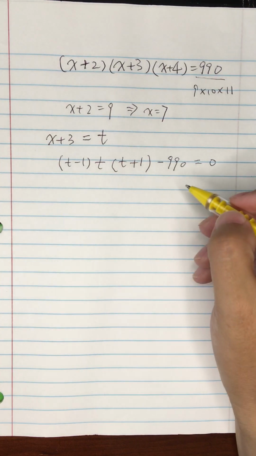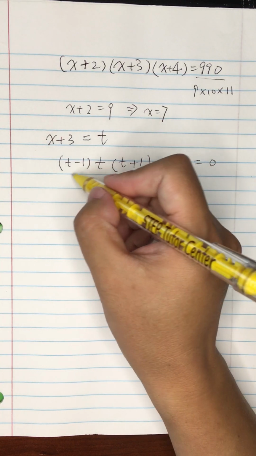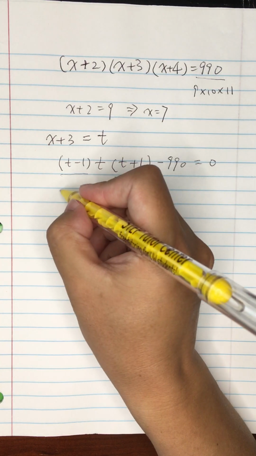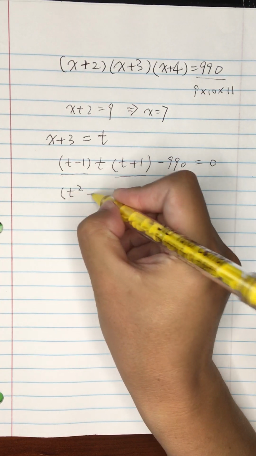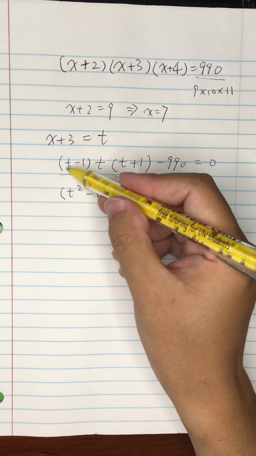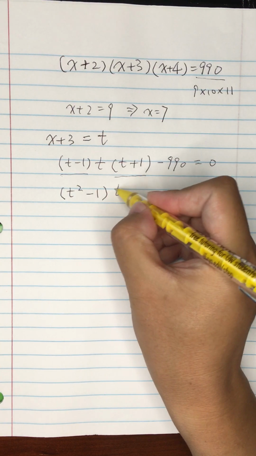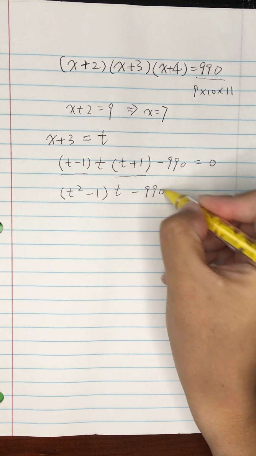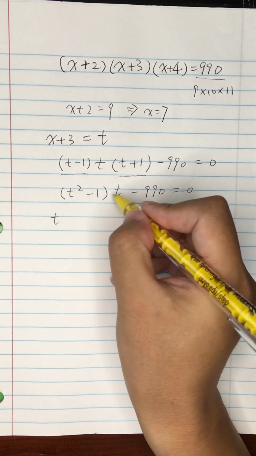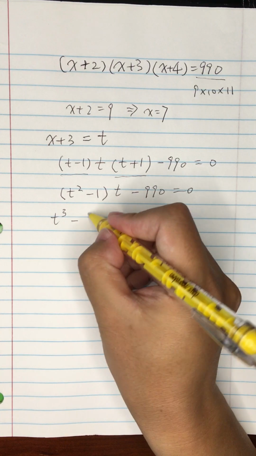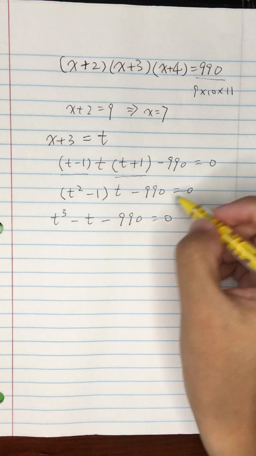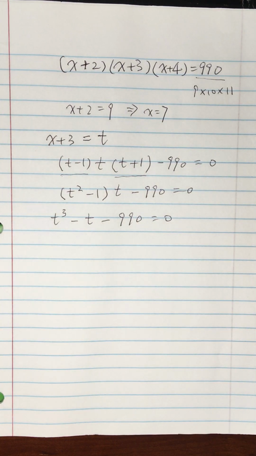Let's try to solve this equation. So we have t subtract 1 and t plus 1, and here we can expand them, right? What we're going to have is t squared subtract 1. If you remember how to factor t squared subtract 1, it's t subtract 1 times t plus 1, right? And then multiply by t, and subtract 990 equals 0. Now we can expand it, so it's going to be t to the third power subtract t subtract 990 equals 0. Now we have t to the third power. So how can we solve it, right?